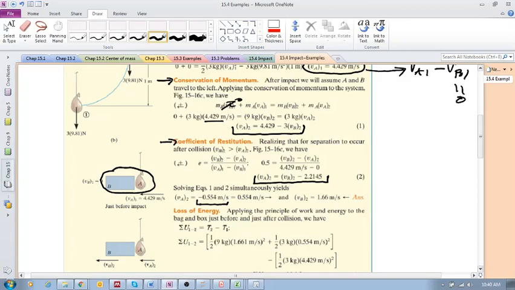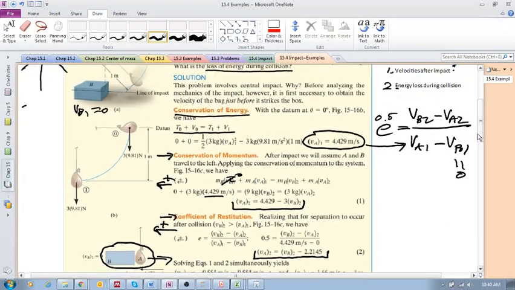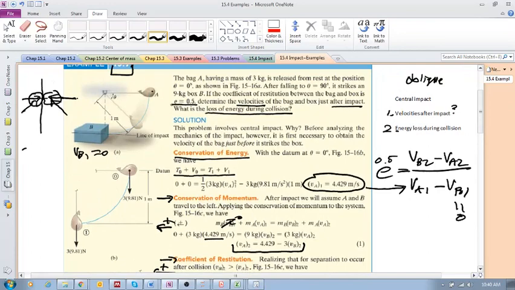What's important to notice here is left was taken as positive in both of these problems. So if we got a negative, then it means that after collision, A moved to the right. Does it make sense? It hit the box, and then it rebounded, and it would rebound, right? Because e is equal to 0.5.